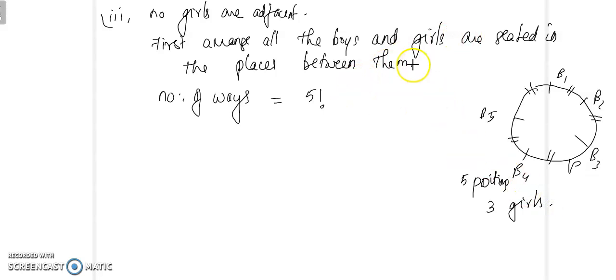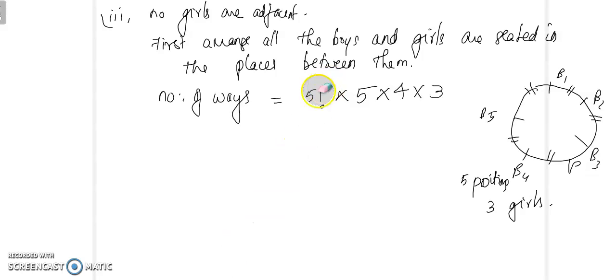So when you take the first girl, she can be seated in any of the 5 positions, the second girl can be seated in any of the 4 positions, and the third girl can be seated in any of the remaining 3 positions. So this is the required number.